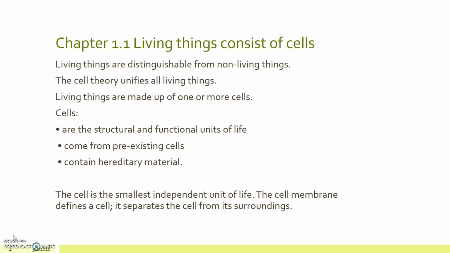So you need to know that living things are distinguishable from non-living things, and you need to know the cell theory. Remember, there were 3 components to the cell theory. So they're structural and functional units of life. They come from pre-existing cells. They contain hereditary material. And the cell is the smallest independent unit of life, and the cell membrane defines a cell and it separates it from its surroundings.